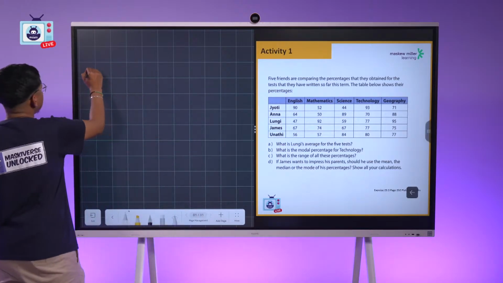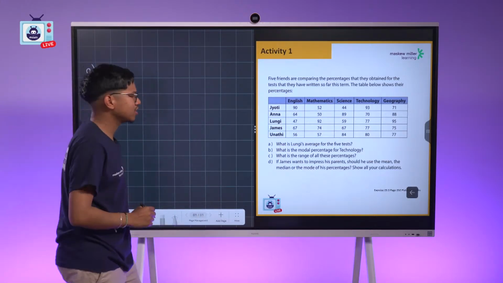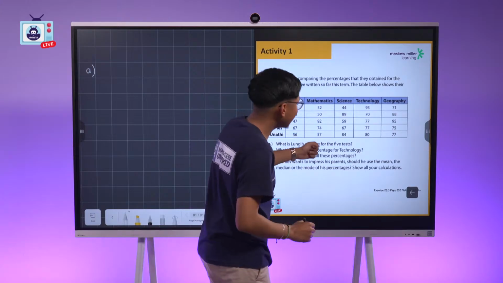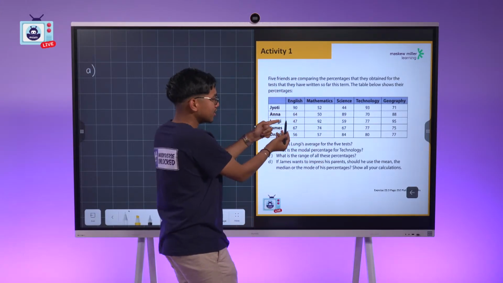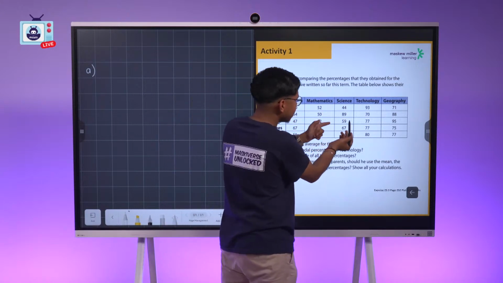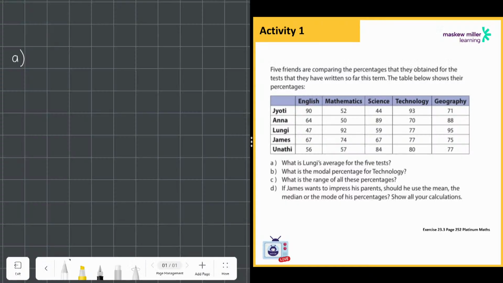So let's see what the question by A is asking us. It is asking us, what is Lungi's average for the 5 tests, right? So let's see where's Lungi. Here's Lungi. So this is English, math, science, technology, and geography. We can see Lungi loves maths because he gets 92% for math, right? And we want this average, right? What is the average? We're adding everything together, and we are dividing it by how many there are.